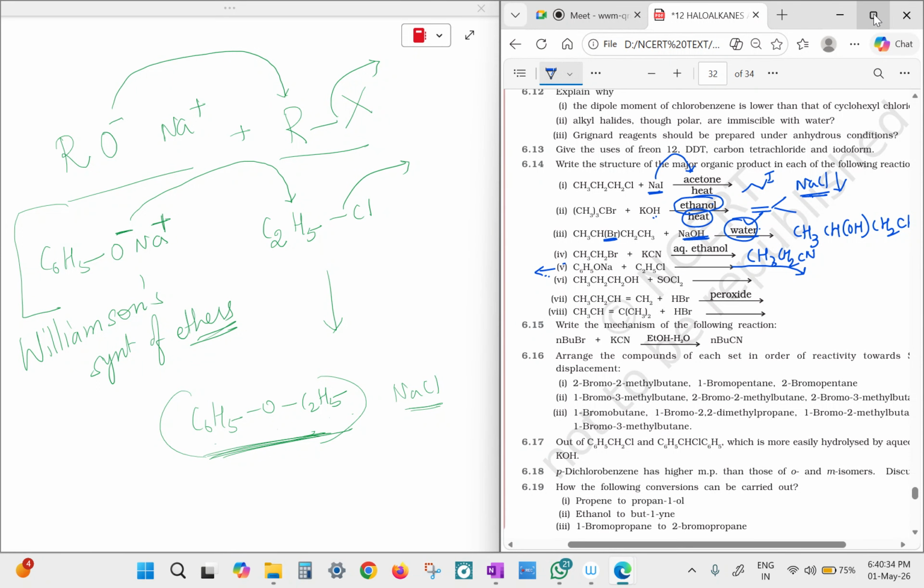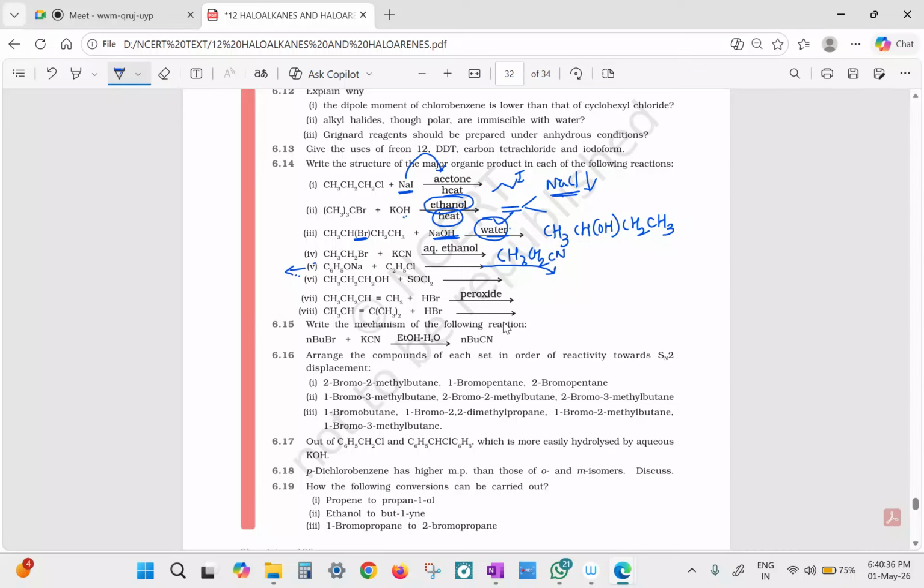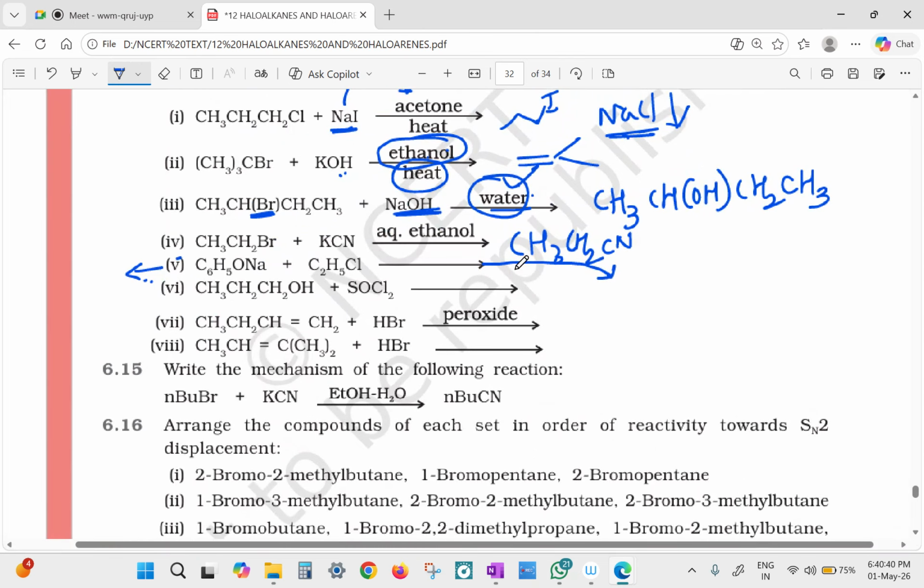Okay, now Aprameya was asking me about this table. It is from that table only. Yes, ma'am. Just from that table. C6H5O minus Na plus will react with C2H5Cl. This is a nucleophile provider and the product is formed. Okay, let us quickly do these and then we go to the table.